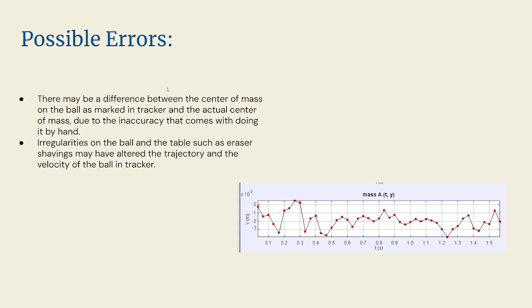For instance, there could be a difference between the center of mass on the ball as marked in Tracker and the actual center of mass due to the inaccuracy that comes with doing it by hand, and irregularities on the ball such as bumps or dimples, and on the table such as eraser shavings may have altered the trajectory and the velocity of the ball in Tracker.